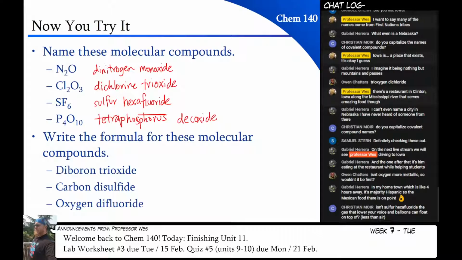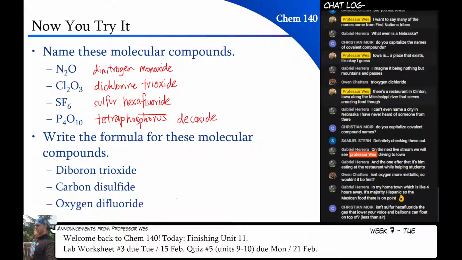Later on in 161, we're going to talk about electronegativity, and we're going to learn that oxygen only goes second unless it's paired with fluorine. Then it goes first. So oxygen is always the second element unless your second element is fluorine. And yes, sulfur hexafluoride is the voice-lowering gas because it's more dense than air. And when you breathe it in, you get a real low voice, which I can't really simulate very well.